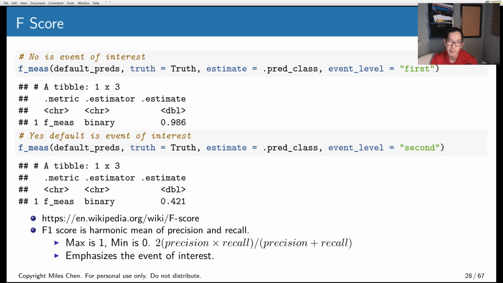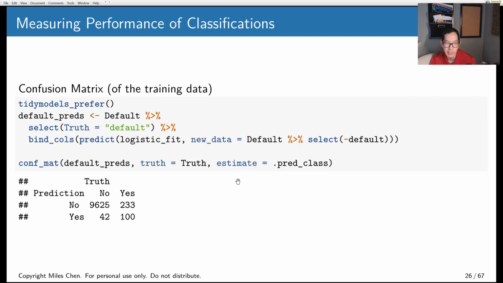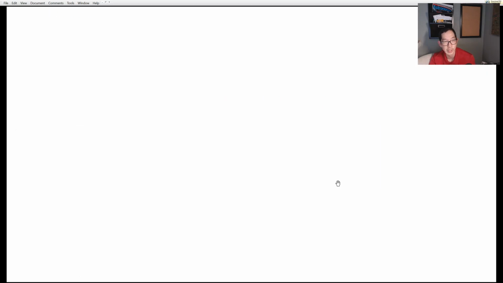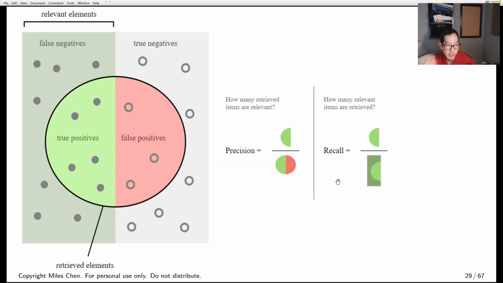So other measures like the F measure take into account both the yeses and the nos, and you decide which one of these things is more important. This is a way to measure that. So you have precision and recall, and that emphasizes whichever one's the event of interest that you specify here. Again, precision is the true positives divided by all of the retrieved elements, everything that got identified as being positive, so the true positives plus the false positives.